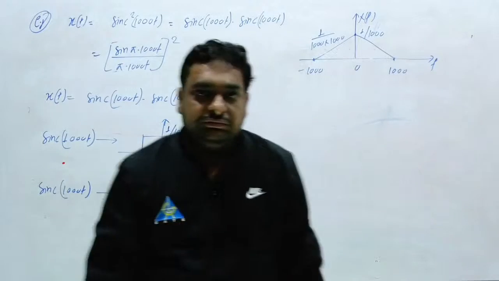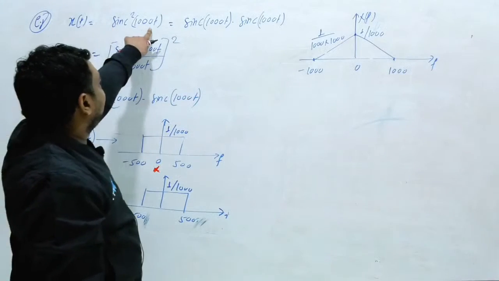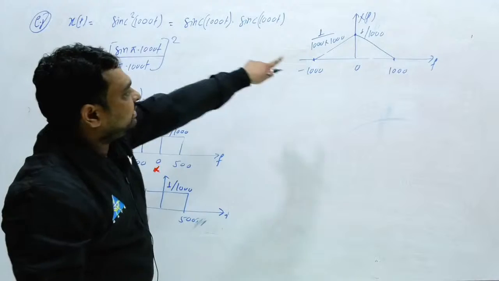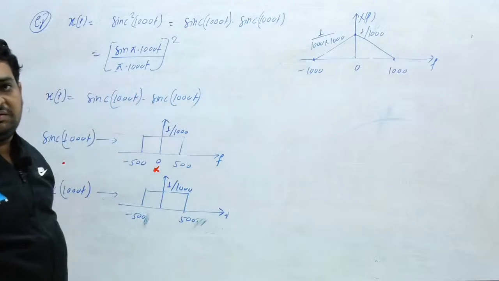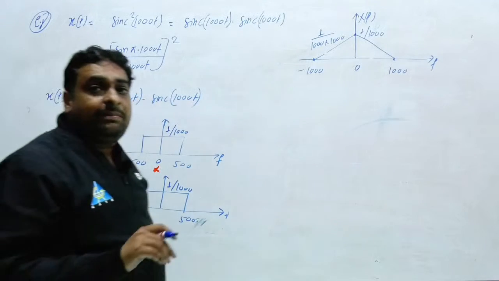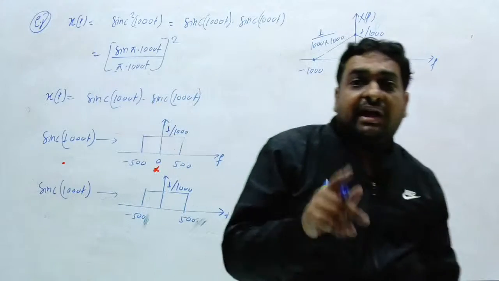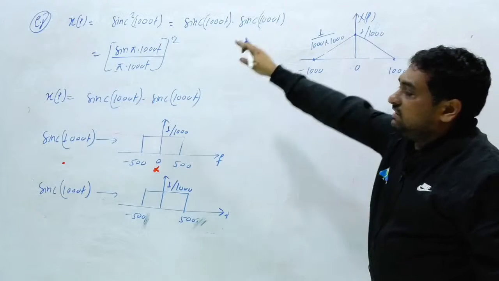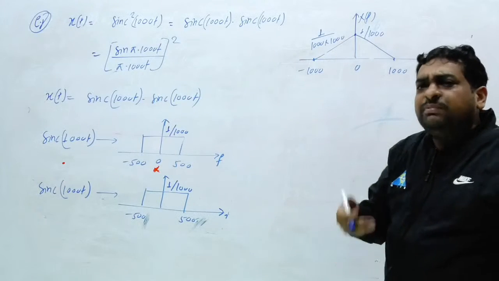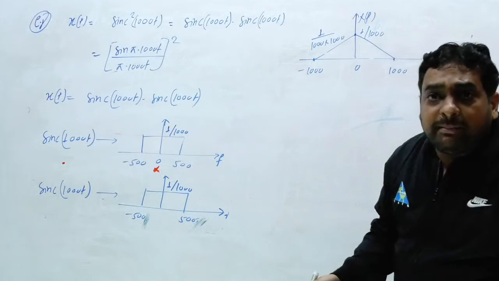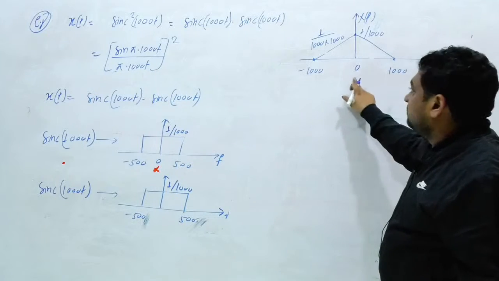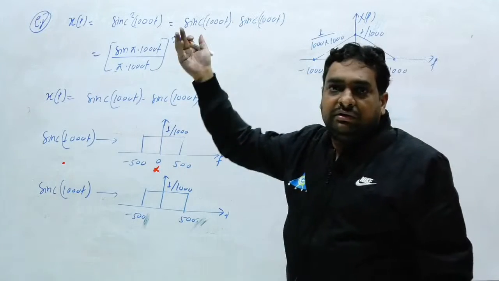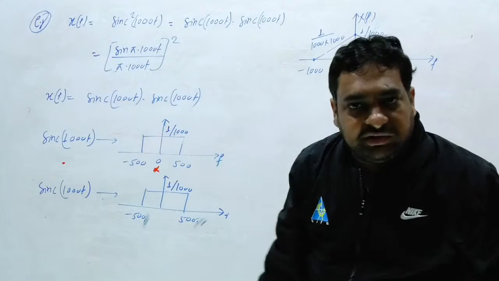Clear this thing? So the sinc square 1000t spectrum is like this. If you have studied my Fourier transform classes, I told you there the Fourier transform of a triangle is sinc square. So directly if you remember, you can write. Now you should remember directly. What will be this 1000? If this is sinc square, the frequency will be double.